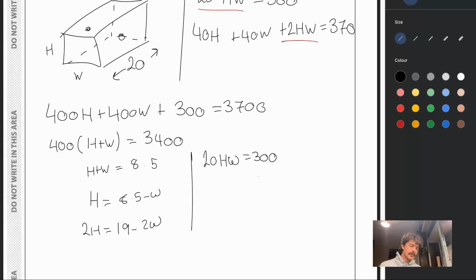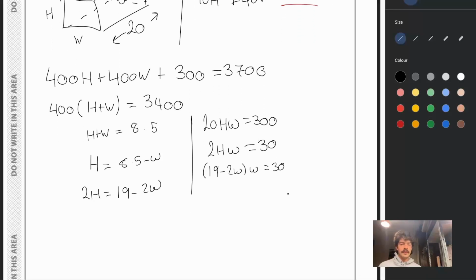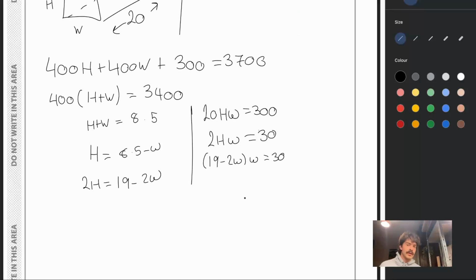Okay, that's cool. So we divide everything by 10. We end up with 2hw is equal to 30. Everything's been divided by 10. We now know that 2h is 19 minus 2w. So we can say that 19 minus 2w multiplied by w is equal to 30. In other words, this is looking suspiciously like a quadratic equation. We end up with minus 2w squared plus 19w equals 30.